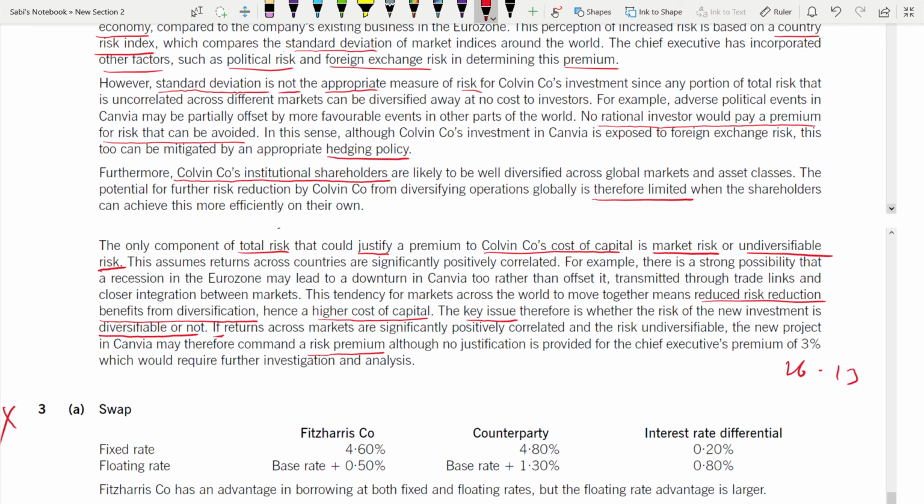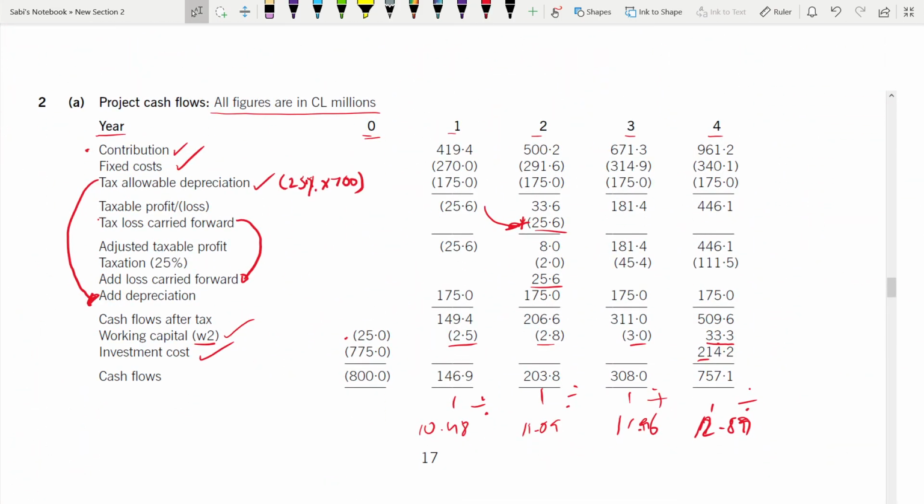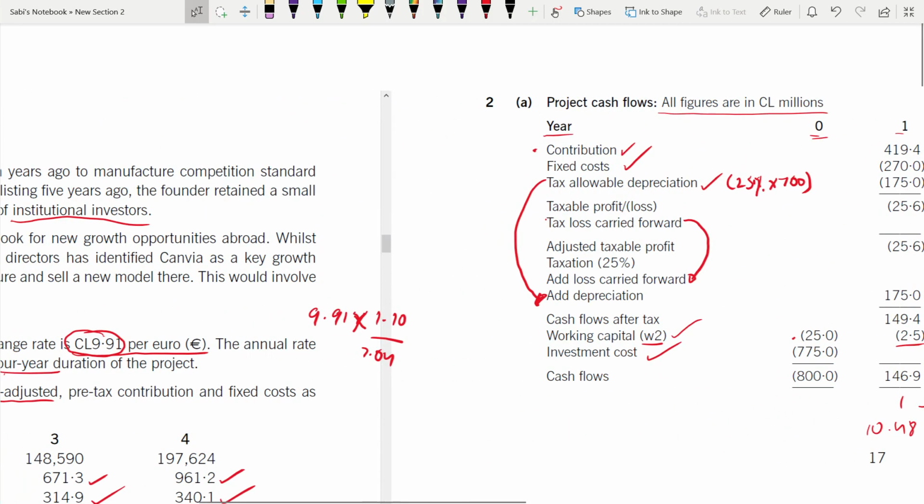So no justification is being given. You don't know whether this investment is diversified or not, so you cannot justify it either. So if you cannot justify, what do you have to do? As I always say, further investigation and analysis. That's it. Isn't it very simple? Right?